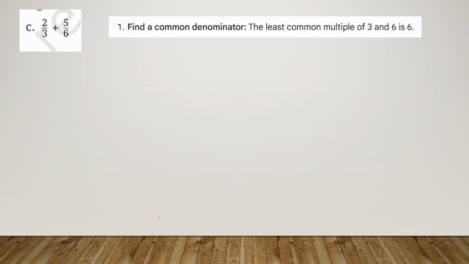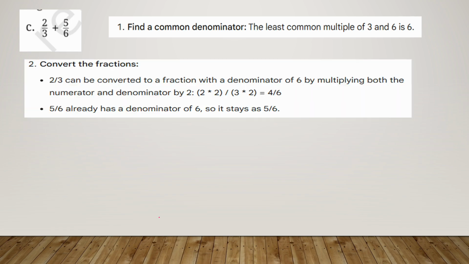Next one, 2 by 3 plus 5 by 6. Here, the denominators are not same. So, we have to find a common denominator. So, we have to find the least common multiple of 3 and 6. It is 6. Now, convert the fractions. 2 by 3 can be converted to a fraction with a denominator of 6 by multiplying both the numerator and denominator by 2. See, 3 into 2 is 6. So, we have to multiply numerator also by 2. 2 into 2 is 4. Okay, so 2 by 3 becomes 4 by 6.